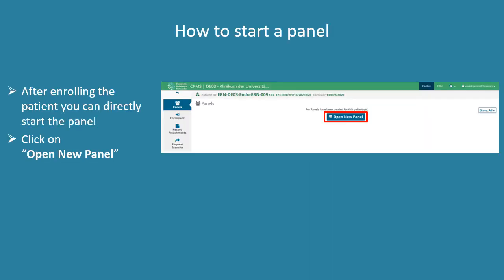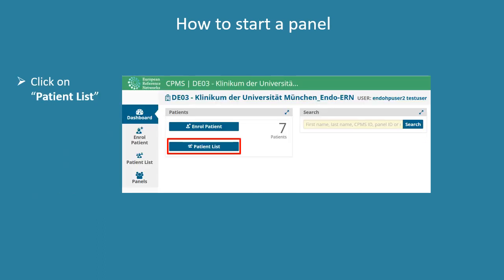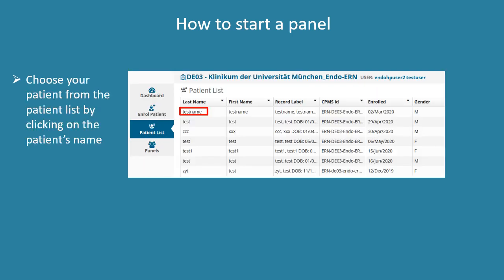As said before, you can directly start the panel after enrolling the patient by clicking on Open New Panel. But if you want to start a panel for your new patient later on, or want to start a panel for another already enrolled patient, please go to the Center dashboard at the CPMS homepage and click on Patient List. Here, all patients are shown that have been enrolled in your center yet. Please choose the patient for whom you want to start the panel by clicking on the patient's name.